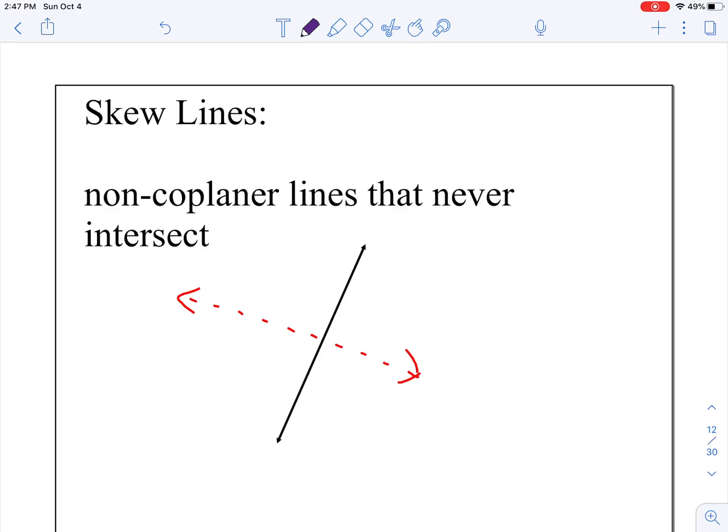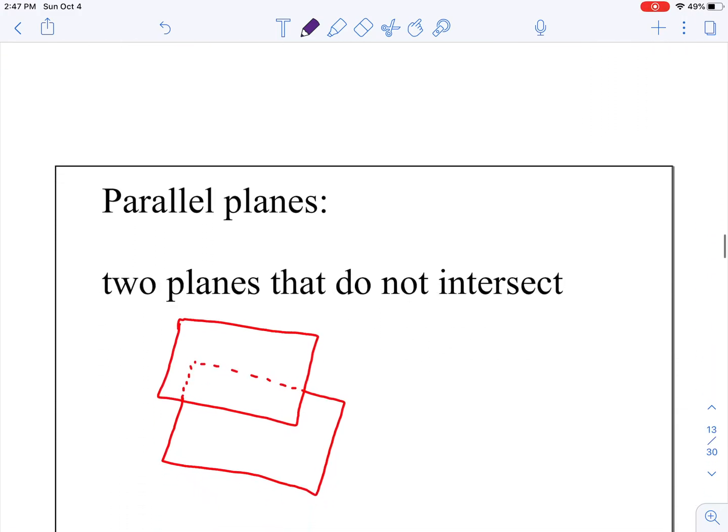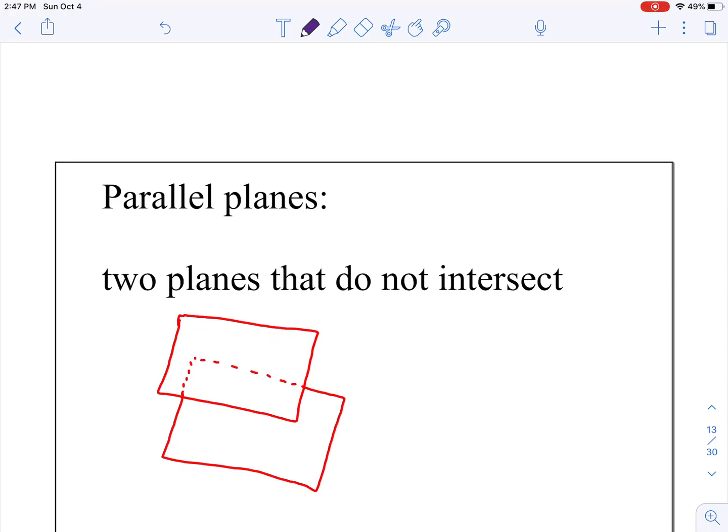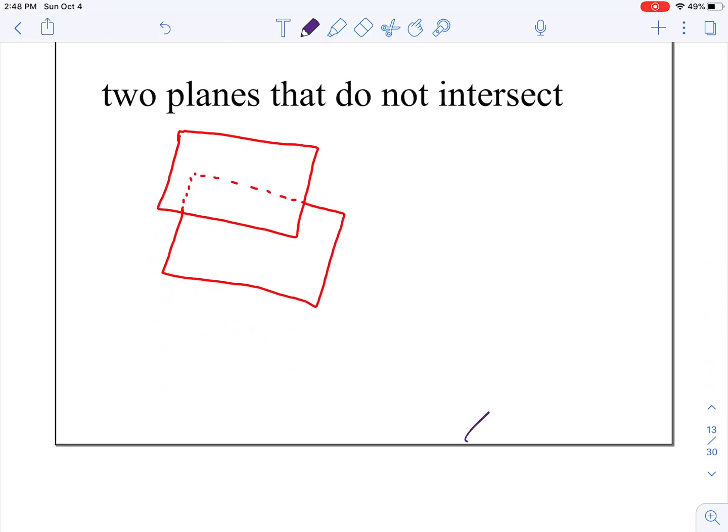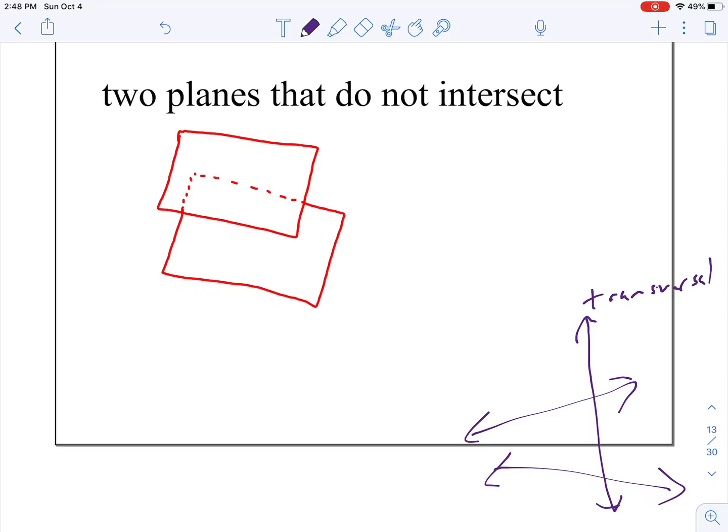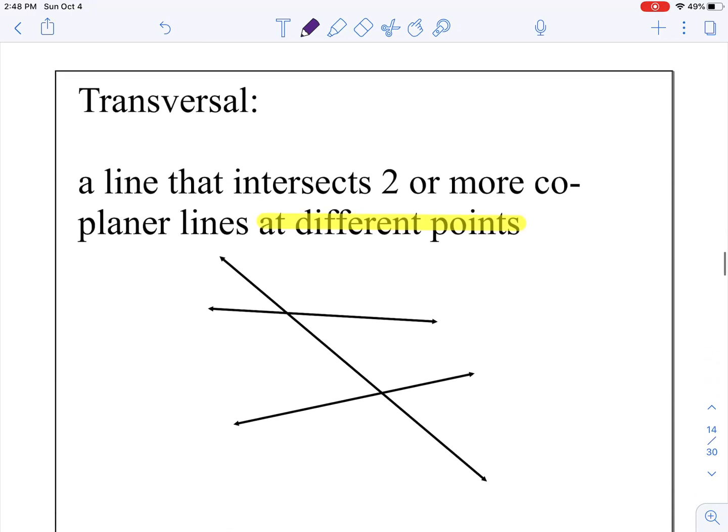We'll also deal with parallel planes. Parallel planes are something like the ceiling and the floor. They're two planes that don't intersect, like the front wall and the back wall. That's what it means to be parallel planes. And then your last term for the day is known as a transversal. If you have two lines that are drawn, no matter what they look like, a transversal is the line that will come in and intersect both of them. This is what a transversal would be. It is a line that intersects two or more coplanar lines at different points.